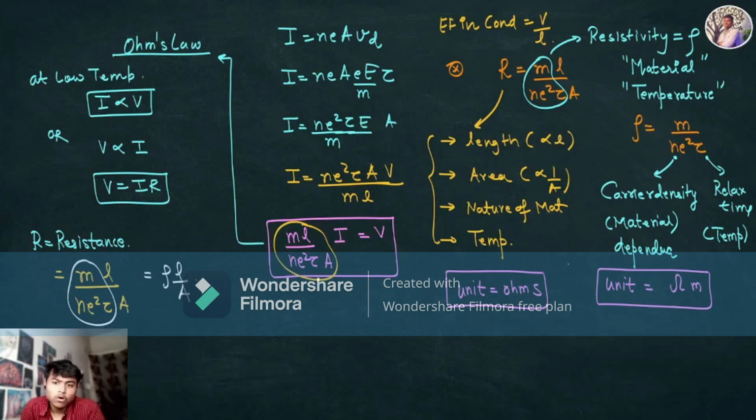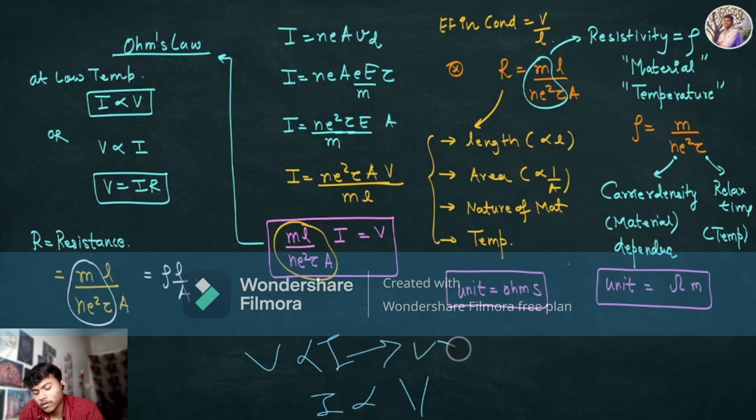Now we come to Ohm's law, which we have all learned since childhood. When the voltage increases, the current increases. So V is directly proportional to I, or I is directly proportional to V. Taking this, V equals IR, and I equals GV.